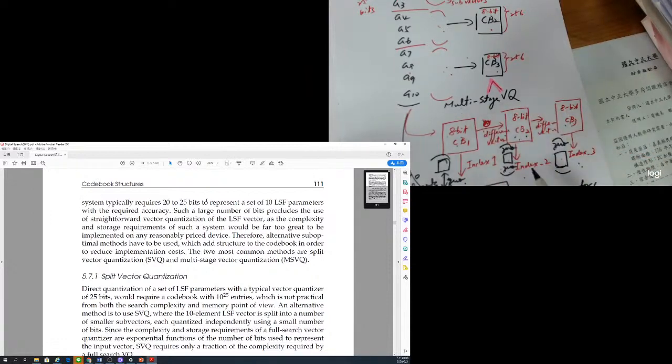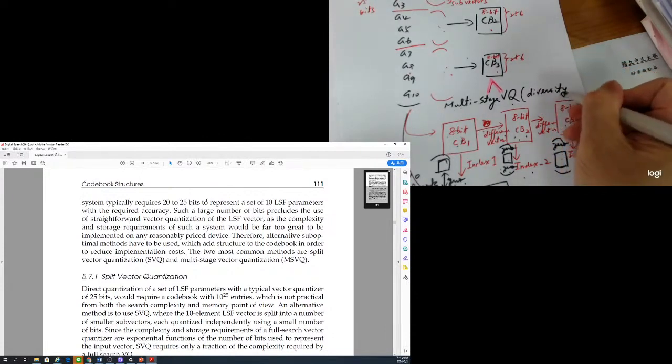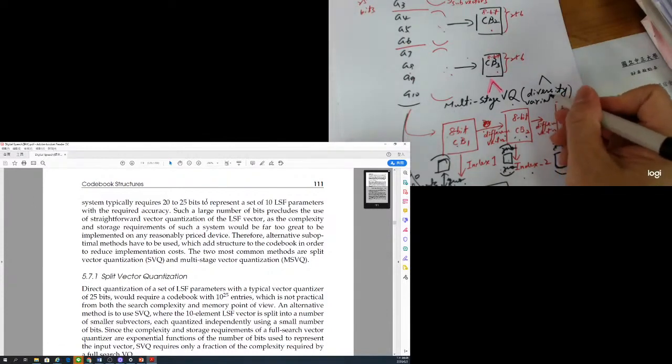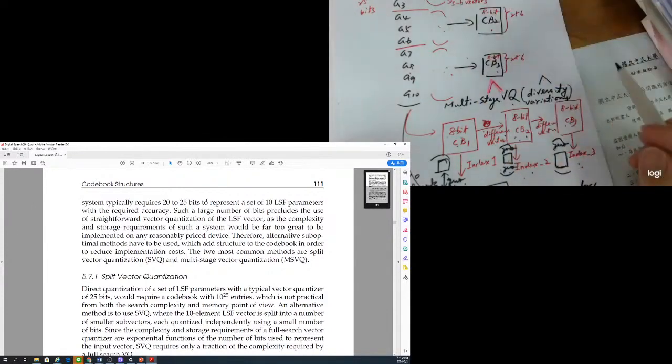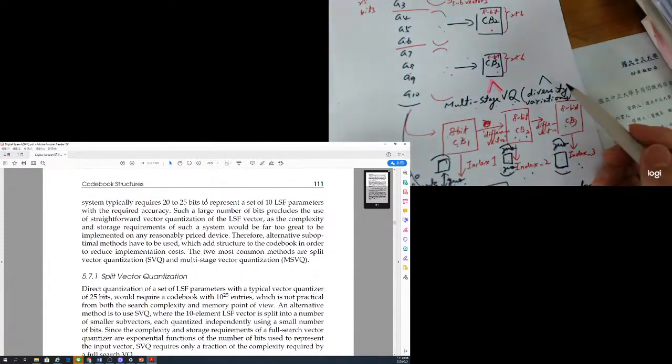However, in multiple stage vector quantization, these parts may not be 0. So you can see multiple stage vector quantization covers split vector quantization. The diversity, maybe we can call it variation, will be bigger than split vector quantization. So the performance of multiple stage vector quantization will usually be better than split vector quantization.